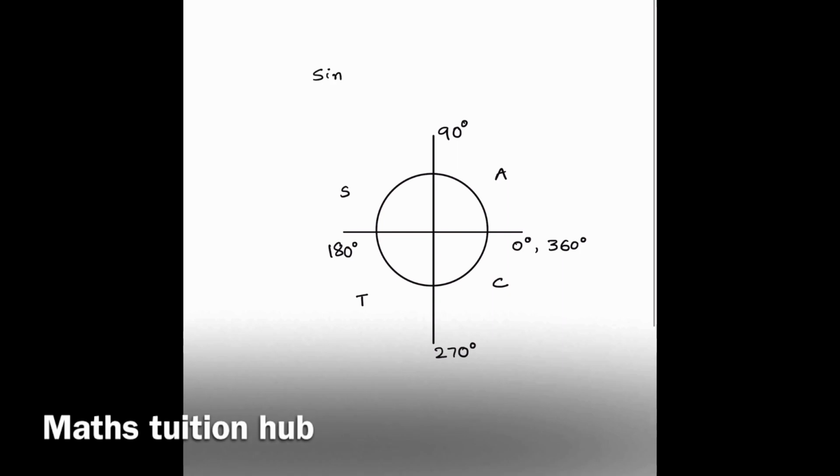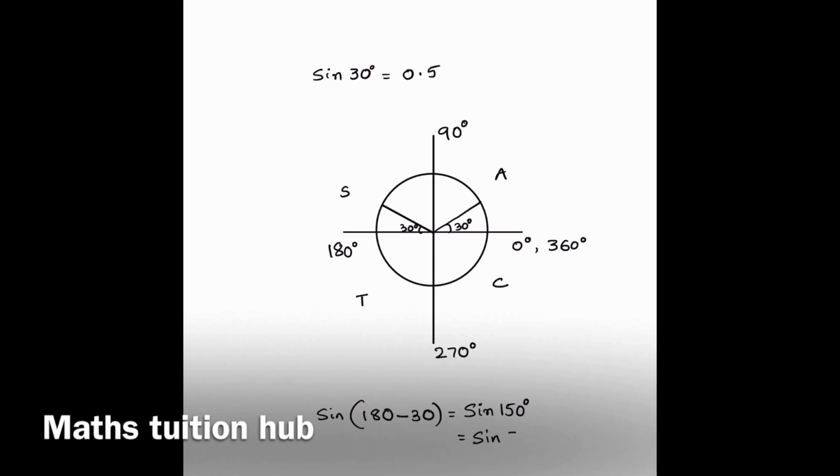Let's learn how to use the CAST diagram in our questions. Sin 30 is 0.5. Label 30 degrees in the first quadrant and label 30 degrees in the second quadrant because we are working with the sine function. In the second quadrant we have values 180 minus theta. So sin of 180 minus 30 gives you sin 150, which is the same value as sin 30, which is 0.5.